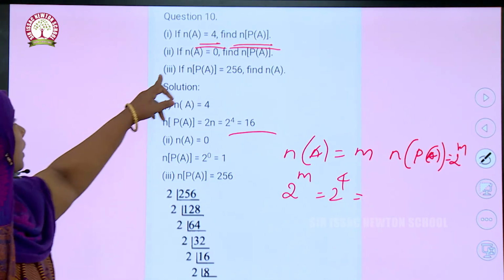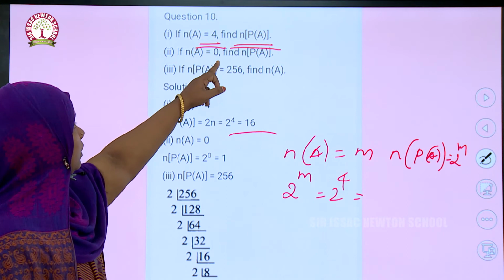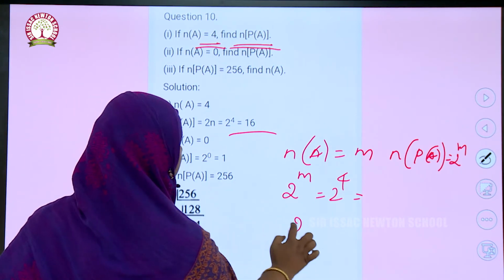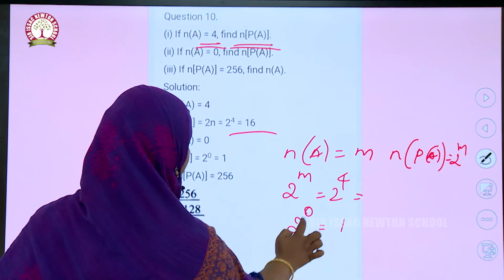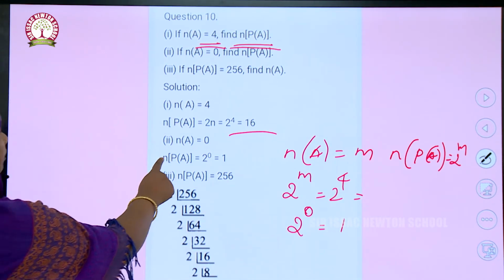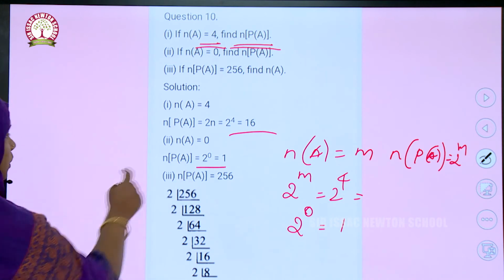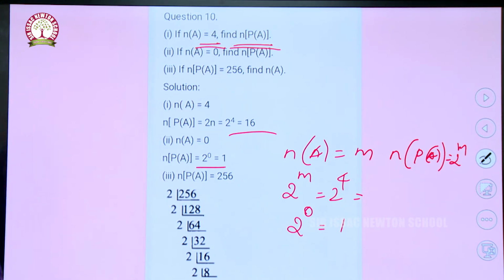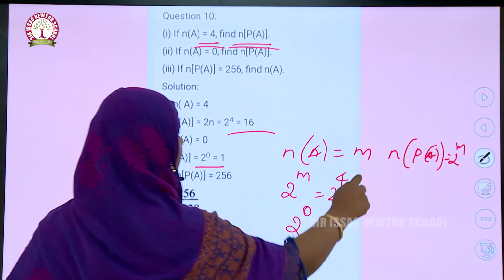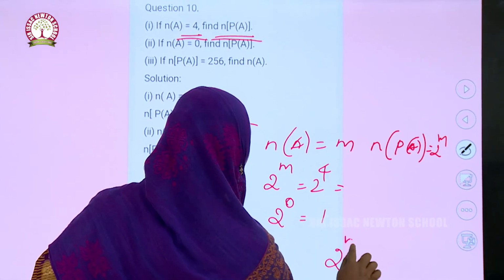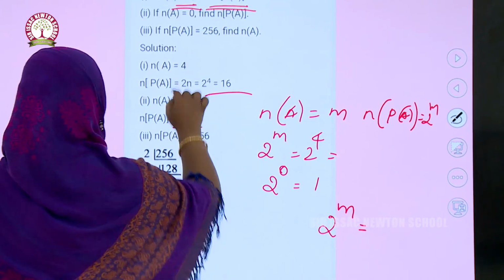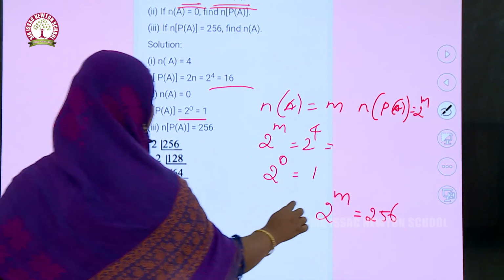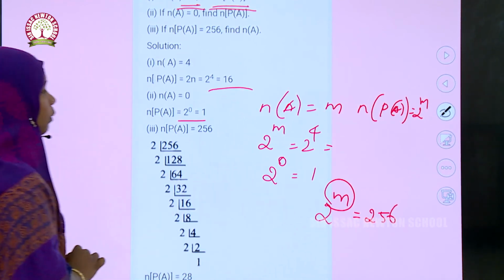Next, if n of A is equal to 0, then find n of P of A. What is 2 power 0? Anything to the power 0 is 1. Therefore, n of P of A is 2 power 0, which is equal to 1. Next, if n of P of A is given, that is, the 2 power m value is given as 256, we are to find the value of m.